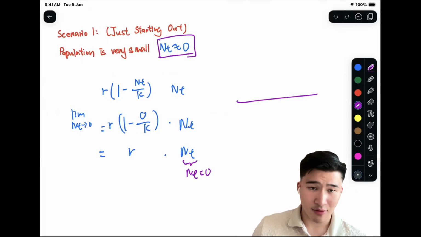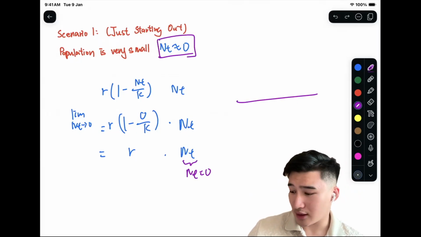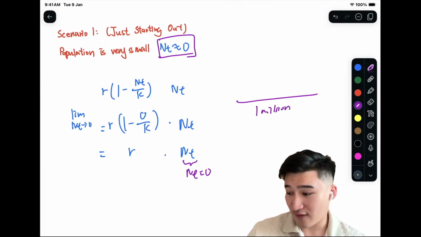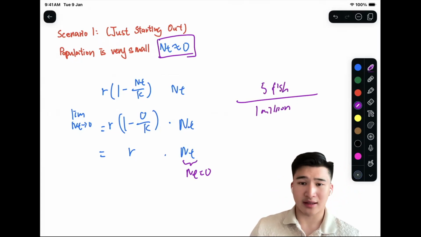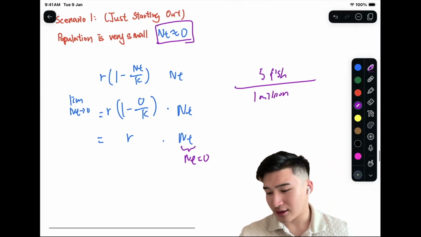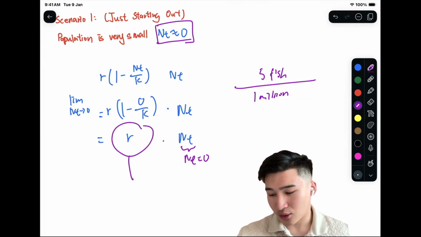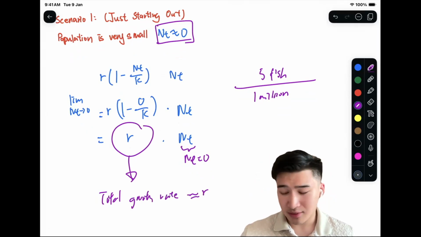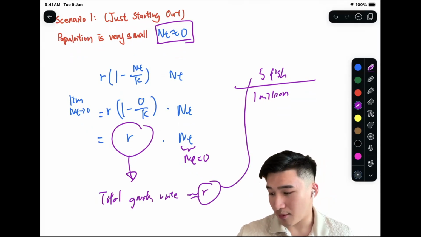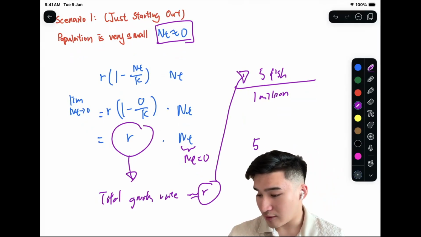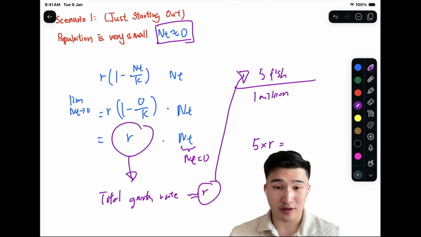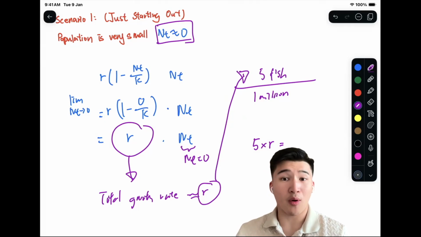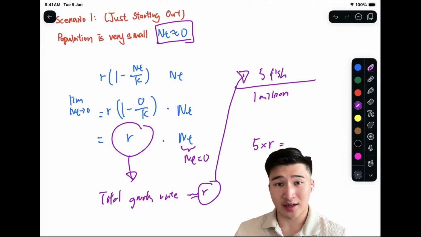Let's use our previous example where the carrying capacity is 1 million, and currently maybe we have five fish, something like that kind of ratio. So during that time, the total growth rate should be around R. Then multiply this R by our current population. 5 times R fish are going to be produced for our next generation. They're going to be born and added into our next population.